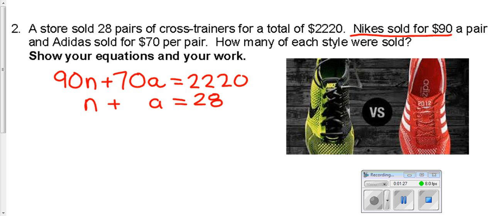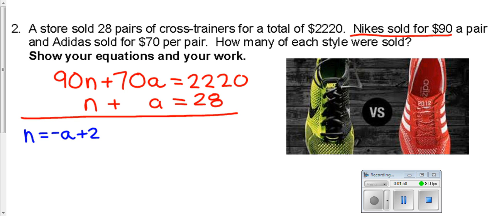Now, again, for these types of problems, the easiest method that I can think of is to use the substitution method. You can use the elimination method, but I'm just going with which one is easier. So again, we're going to solve for a variable. It doesn't matter which one we solve for, so I'm going to solve for n. So I get n equals negative a plus 28. So I have my equation 1 and my equation 2. So I solve equation 2 for n.